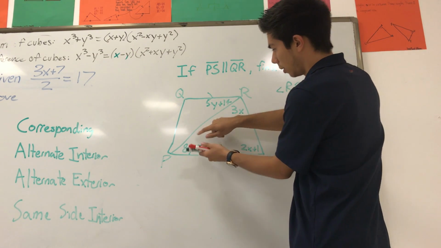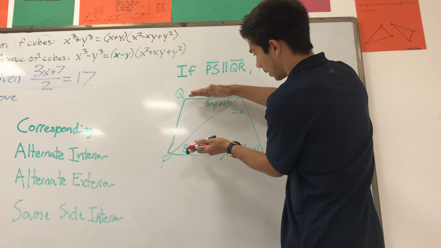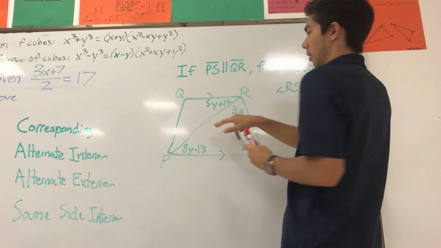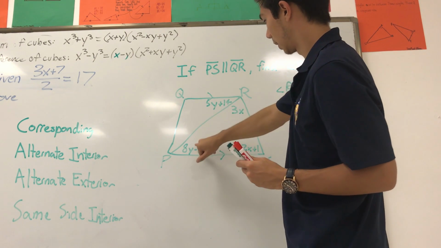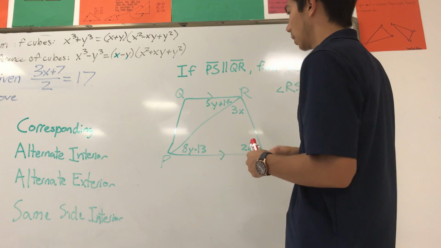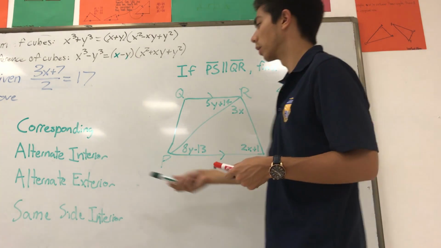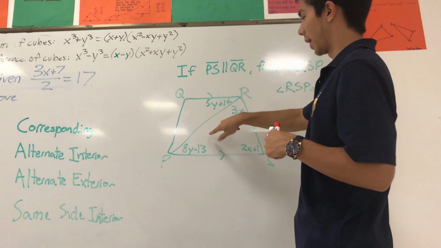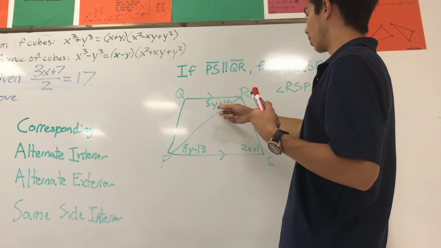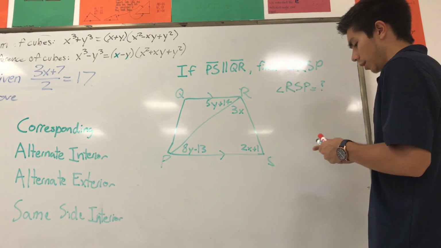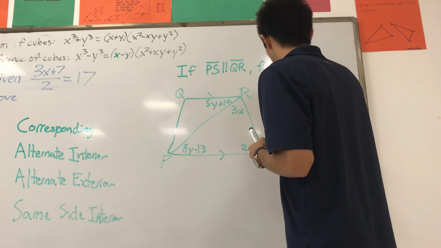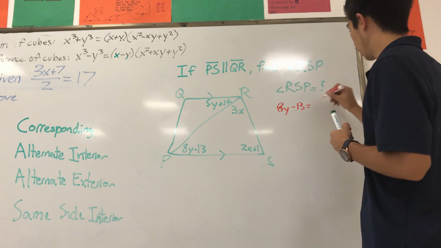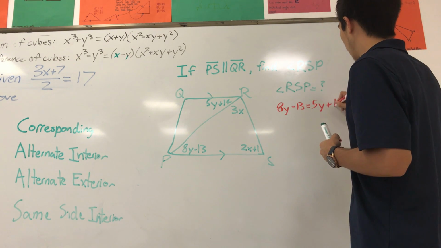And I see that there are two angles interior of the parallel lines on alternate sides of the transversal. So that means that these two angles, this one and this one right here, the ones with the y's, are congruent to each other because we know that alternate interior angles are congruent. So I'm going to say that 8y minus 13 is congruent, or equal, to 5y plus 14.